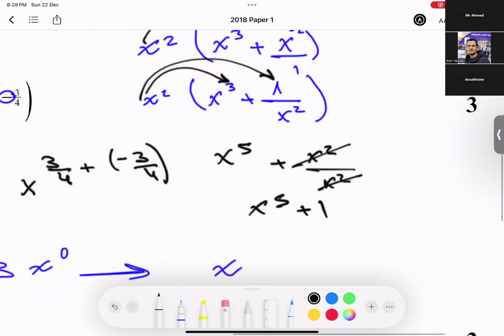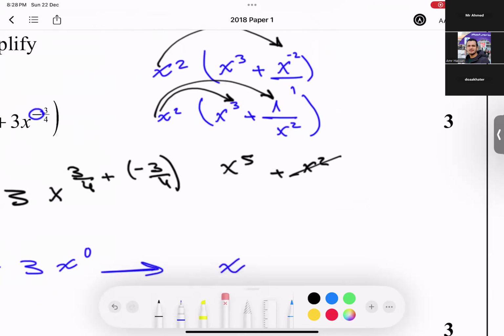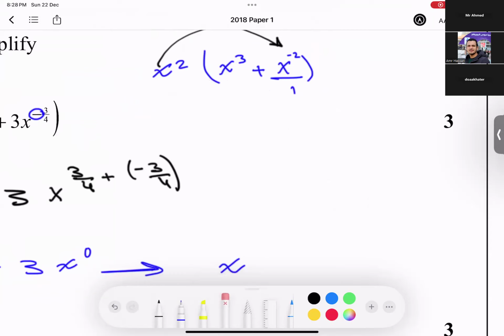But I don't want to waste our time. Whenever we get the same power, one of them positive and the other negative, you would end up with 1, right? Yeah. So this one's going to be x to the power of 5 plus 1, because you could apply the same thing. I told you whenever we get the same base, we need to add up the exponents together. So it's going to be 2 plus negative 2, right? Yeah. What is 2 plus negative 2?